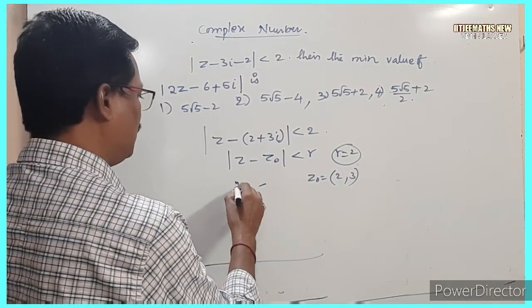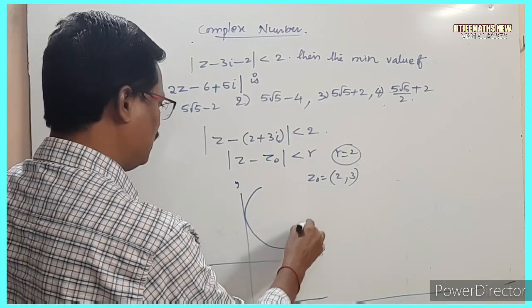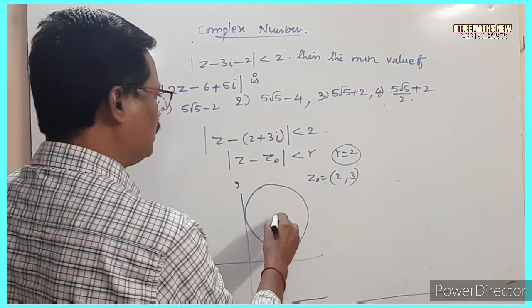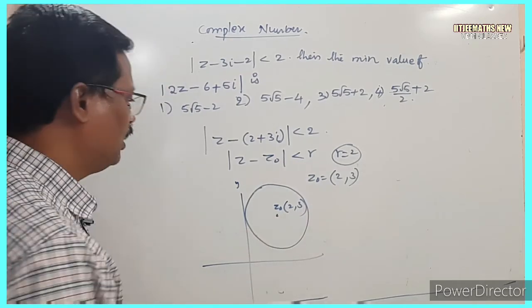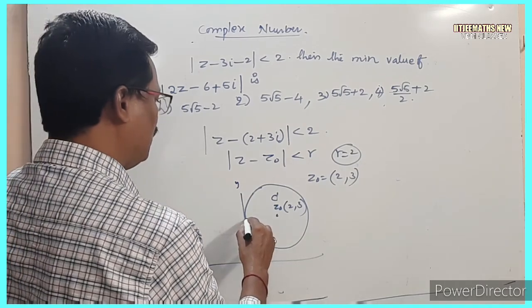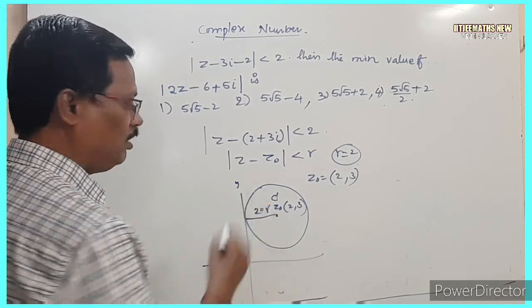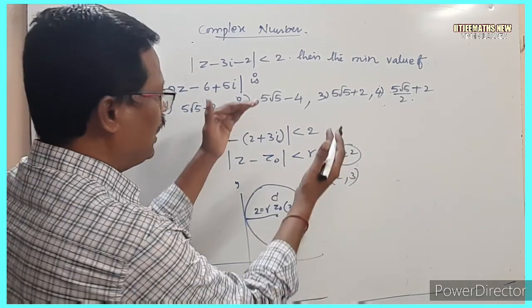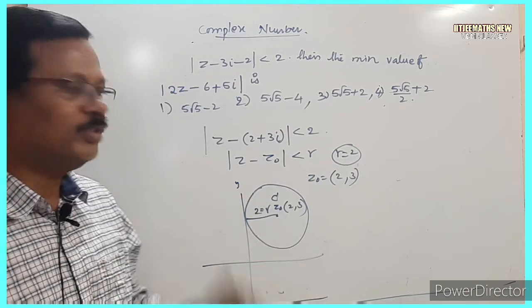The center is (2, 3). Radius 2 and center x coordinate 2. Therefore, the circle touches the y axis. Therefore, that circle I am drawing like this. This is the circle. Okay. Now, the center z naught is (2, 3). Let us consider it C, and here this is the radius r equal to 2. Okay? This is the radius r. And what about this one? This is less than 2, meaning the interior of the circle.